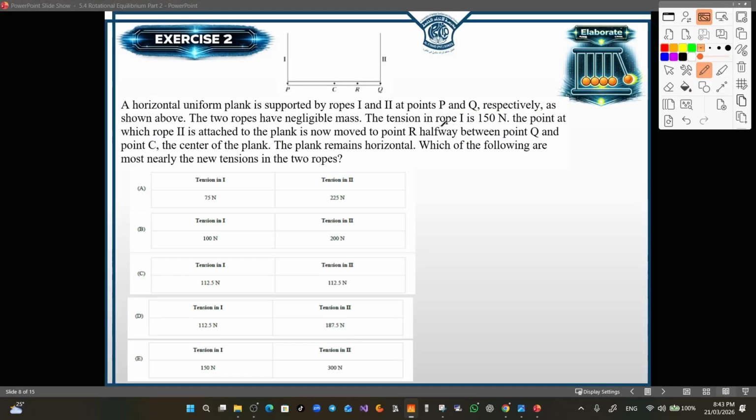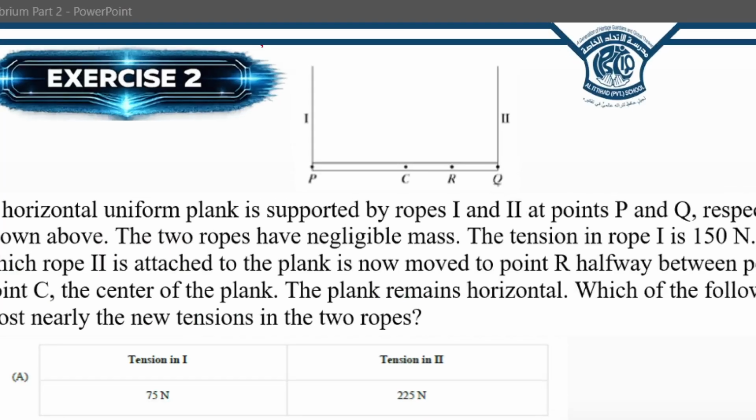The tension in rope 1 is 150 Newton. So we can conclude that due to the symmetry, and since we have ropes with negligible masses and the system is under equilibrium, the tension here, let's call it F1, equals 150 Newton. Also this one here will be equal to 150 Newton.